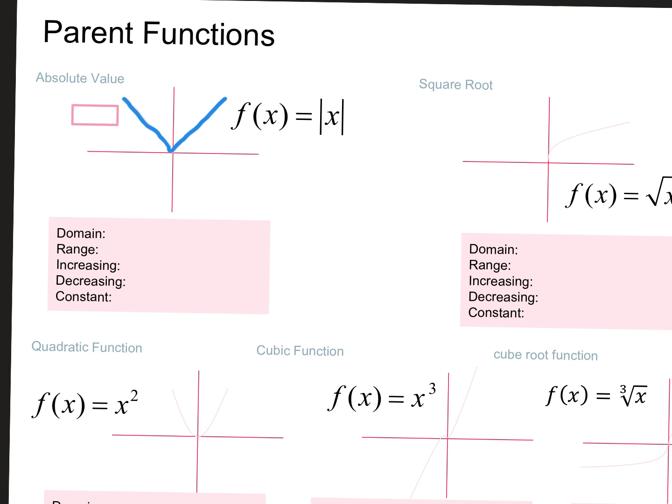This is the parent function. We're going to do transformations to it. We're going to flip it over the x-axis and the y-axis. We're going to stretch it and shrink it and move it up and down and left and right. But just the parent function is what your picture here looks like. It's at the origin, and it's a positive V going upward.